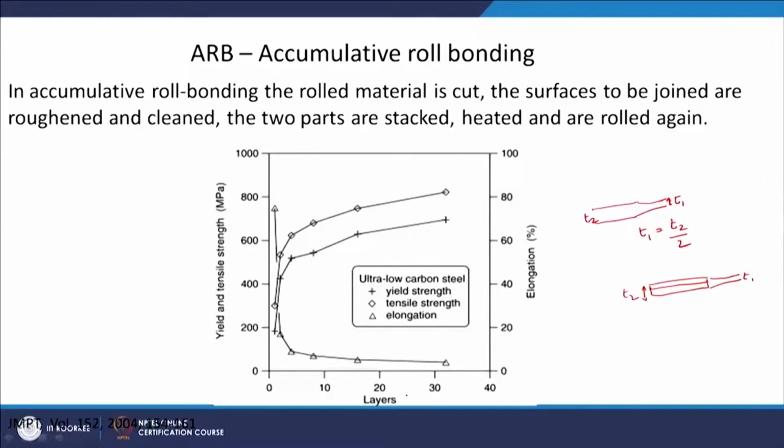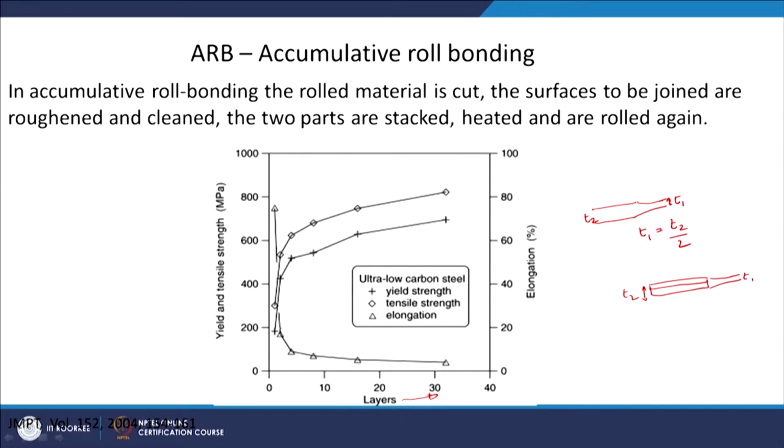Okay. So, if you see here, on the x axis in this graph you are seeing layers: 10 layers, 20 layers, 30 layers. That many times layers are stacked and are allowed to go through the rolling process. So, that much amount of strain is there. And the yield strength is plotted here as a function of these layers.